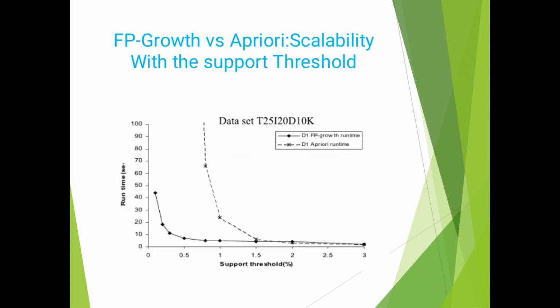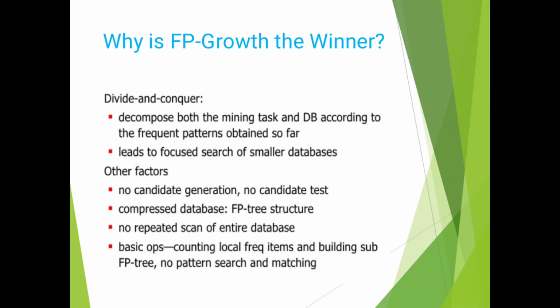Next one, Apriori versus FP-Growth, representing the scalability with the threshold. This diagram represents the Apriori and FP-Growth threshold comparison. Next, why is FP-Growth the winner? Divide and conquer: decomposing both the mining task and the database according to the frequent patterns obtained so far leads to focused search of smaller databases. The other factors: no candidate generation, no candidate test, compressed database, FP-tree structure, no repeated scan of the entire database. The basic operations are counting local frequent items and building the supporting frequent pattern tree, with no pattern search and matching.